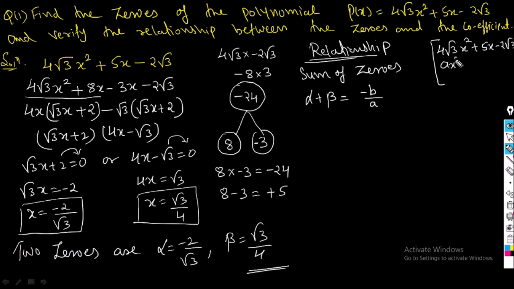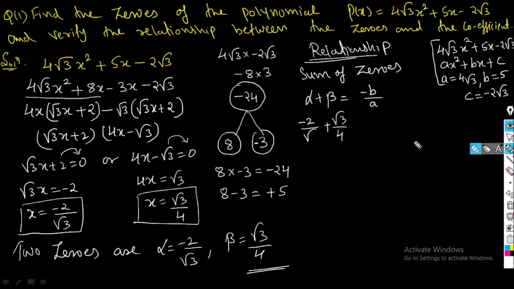So now I write it in the quadratic polynomial general form ax square plus bx plus c. Can you say what the a value is here? 4 root 3, sir. 4 root 3. And b is equal to 5. c is equal to minus 2 root 3, correct. So alpha plus beta: alpha is minus 2 by root 3, plus beta is root 3 by 4. Here minus b is actually minus 5, and a is 4 root 3.